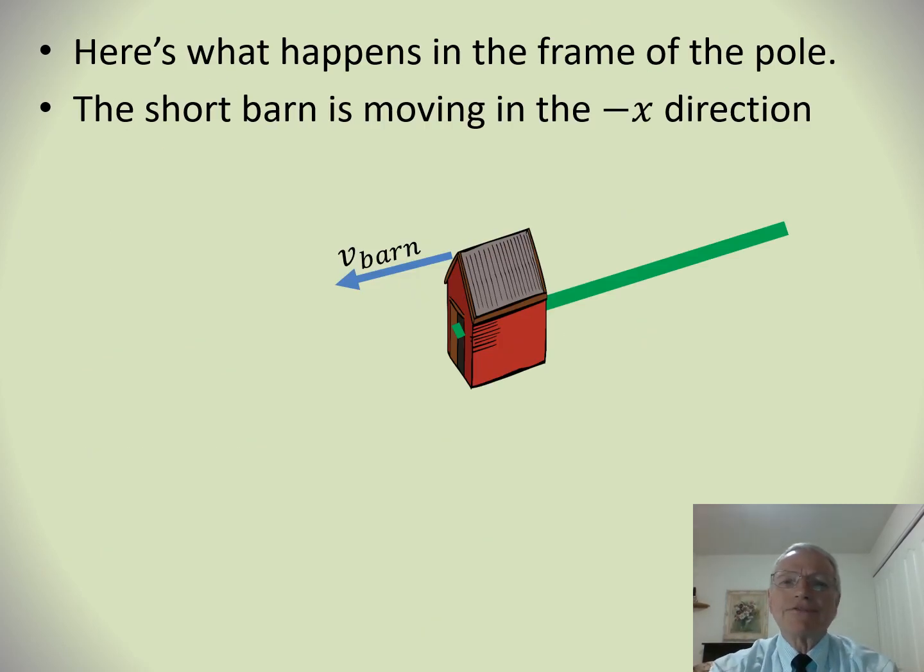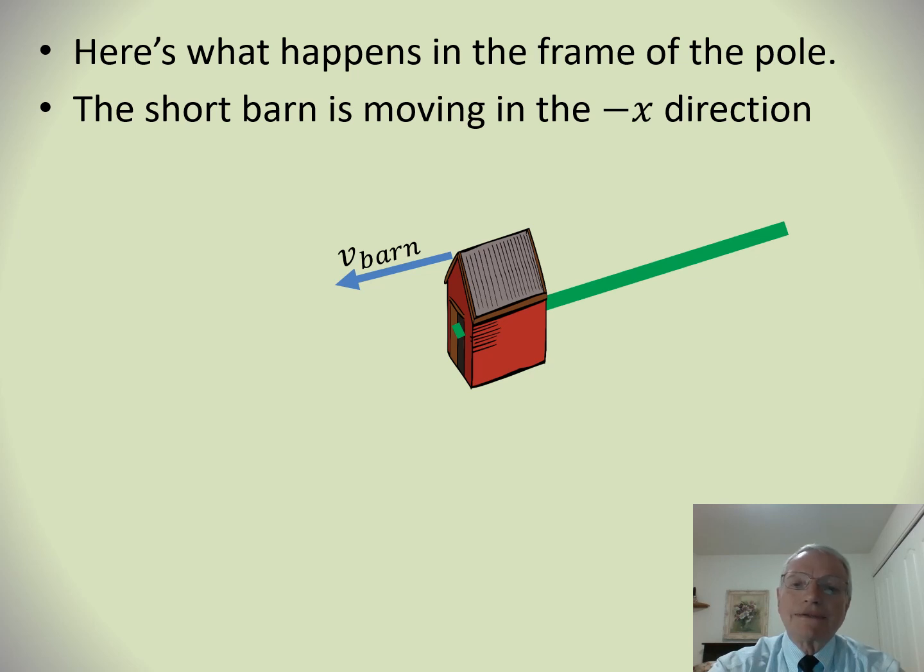Here's what happens in the frame of the pole. In the frame of the pole, you have a short barn. It's moving not in the x direction, but in the minus x direction because you had the pole moving in the x direction. Event 1 is when the short barn, left edge of the short barn, touches the left edge of the pole.